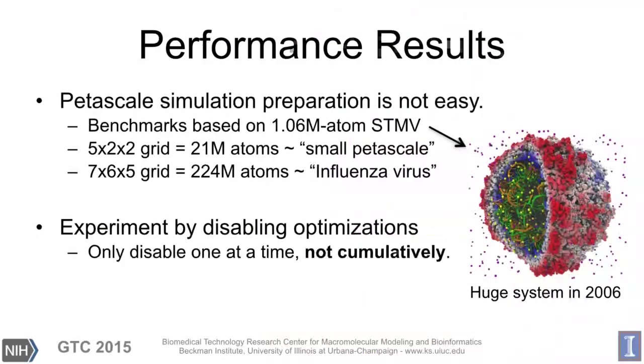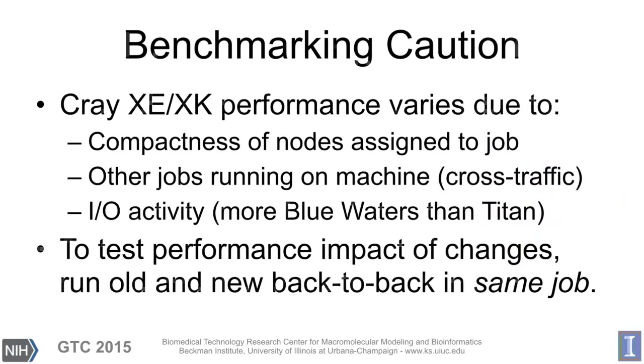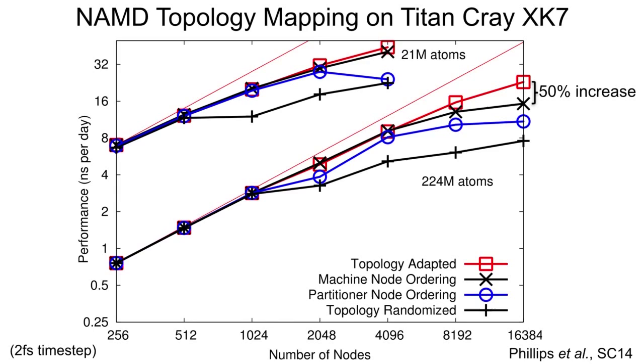Okay, so performance results. We're using synthetic benchmarks because, again, building these big systems is expensive. When we're doing these runs, we want to disable individual optimizations. One other thing, as I said, you get different allocations on these machines. You get a lot of performance variance, even within the same run, but definitely between runs. So if you want to measure a performance impact, you've got to run different versions of the code, different options, back to back in the exact same job. Topology adaptation, when you're running on the entire machine, can be worth like a 50% performance increase. So that's pretty good for running the exact same machine.